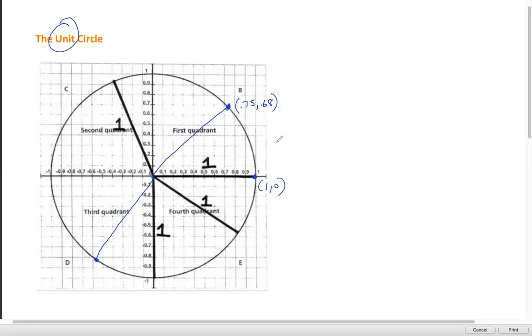But the point of this is to not have approximations, it's to get exact values. So that will be today's lesson. Now, what about degree measures going around this unit circle? Well, let's take a quick look at that.